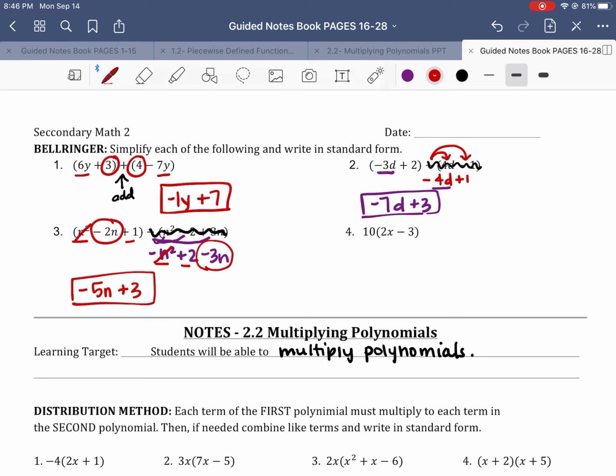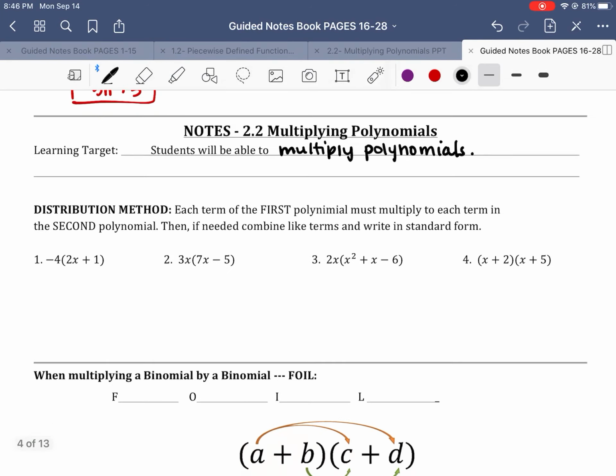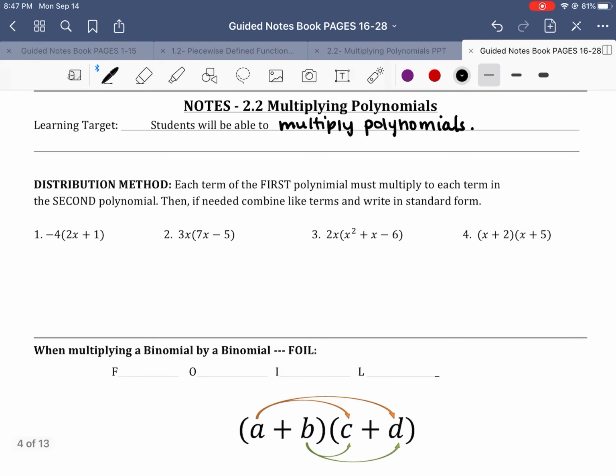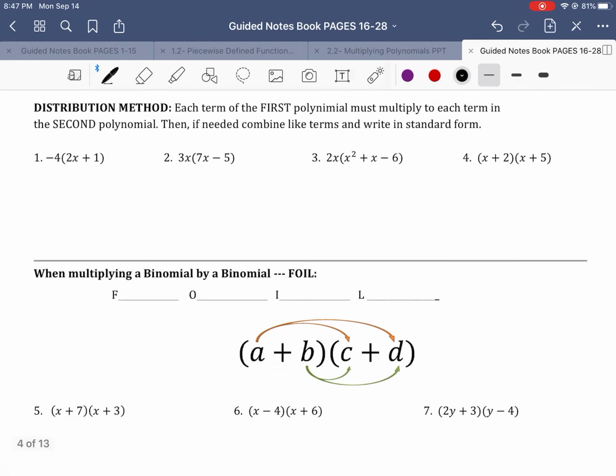Okay, and then this last one leading us into what we're going to work on today. So this is distribution, we're multiplying, right? So we multiply the 10 in and we get 10 times 2x is 20x. 10 times negative 3 gives us negative 30. And this would be our simplified polynomial. So today our goal is to multiply polynomials. So we're going to use what we know from the past to then build on larger polynomials this year.